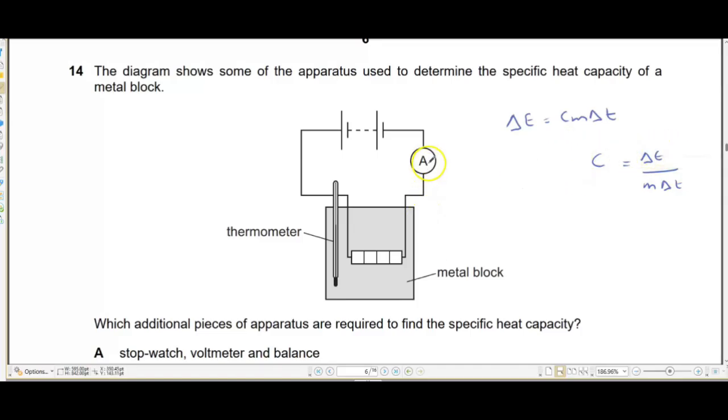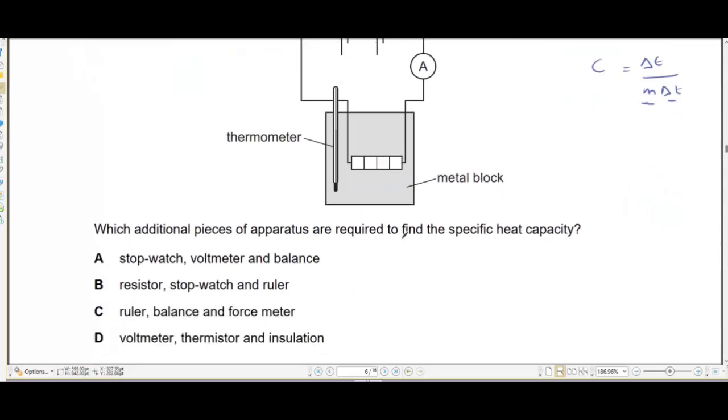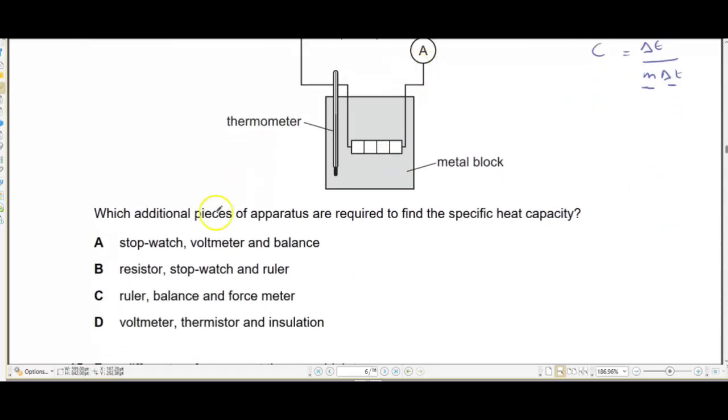So we have an ammeter and we have a thermometer to measure the temperature. So we need something to measure the mass of the block. So we are going to need a balance. So let's look at the options: stopwatch, voltmeter, and a balance.